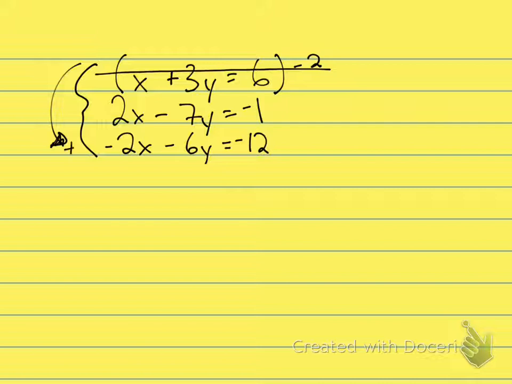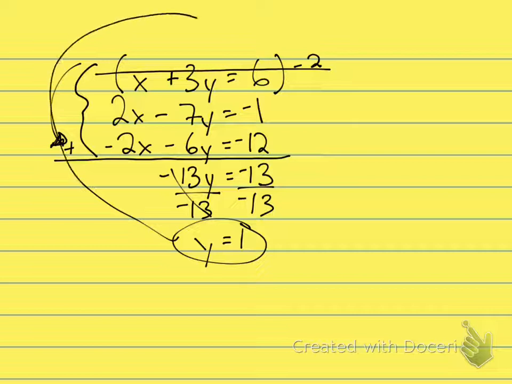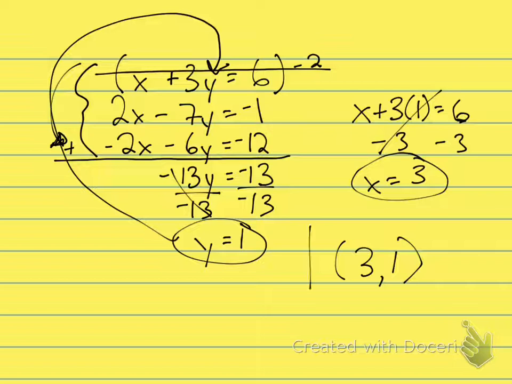Now I can do my elimination method just like I have been doing the last couple of days, by adding these two equations together. When I add them together, my x's cancel. I'm left with -13y equals -13. I can solve for y and get a y value of 1. Once I know y, I can get x by substituting it into any equation. So x plus 3 times y equals 6. I subtract my 3 from both sides. x equals 3.